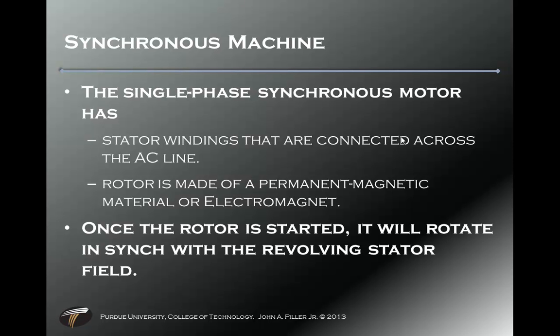So when we talk about motors, one of the motors that we're going to talk about is a synchronous machine. We can talk about it as a single phase. Three-phase has the same characteristics. Single phase is just slightly simpler. So a single phase synchronous motor has stator windings that are connected across the AC line. The rotor is made of a permanent magnet or an electromagnet material. Once the rotor is started, it rotates in sync with the revolving stator field.